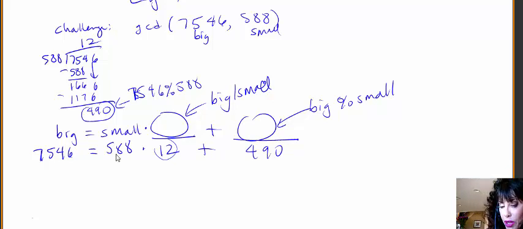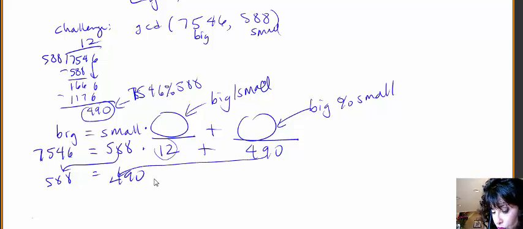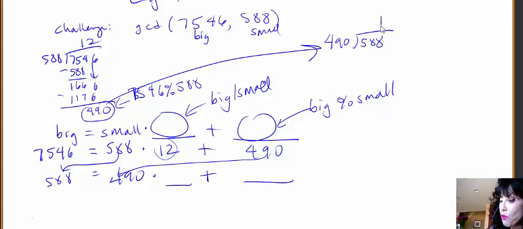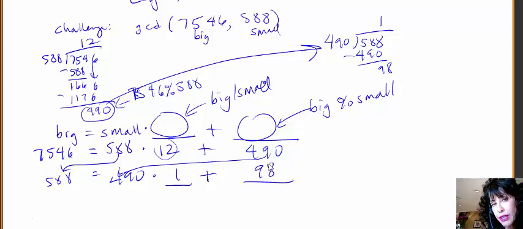Now what's going to happen? Well, the one that used to be small will be the new big, and the remainder will be the new small. So now we're asking, how many times does 490 go into 588? This is where you keep going with your division, where 490 is the new small, and it goes into 588 how many times? I believe only once. When you do the subtraction here, you get a remainder of 98. So when we fill in the blanks, 588 is equal to 490 times 1 plus remainder 98. We're still not done. Remember, it has to have a remainder of 0 to stop.